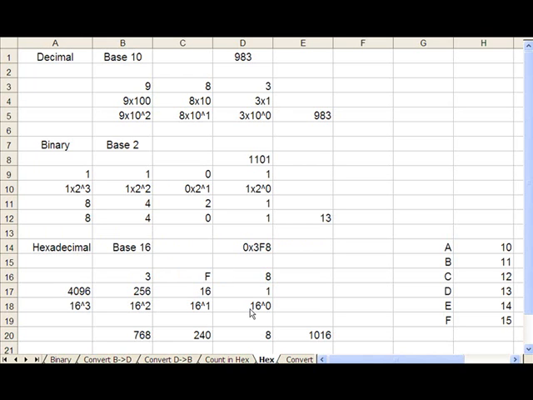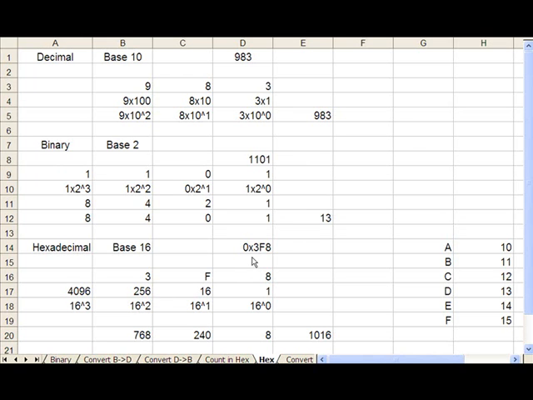In hexadecimal, or base 16, we're going to use our powers of 16 to determine the value of the places. So 16 to the 0 is 1, 16 to the 1 is 16, 16 squared is 256, and 16 cubed is 4096. So we have a 1's place, as we have in all number systems, a 16's place, a 256's place, and a 4096's place. These get very large very fast in base 16.